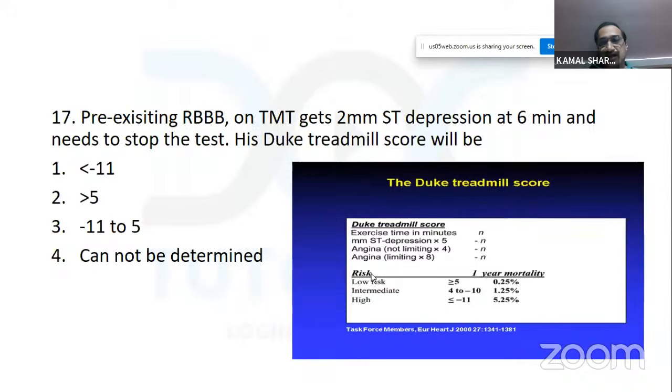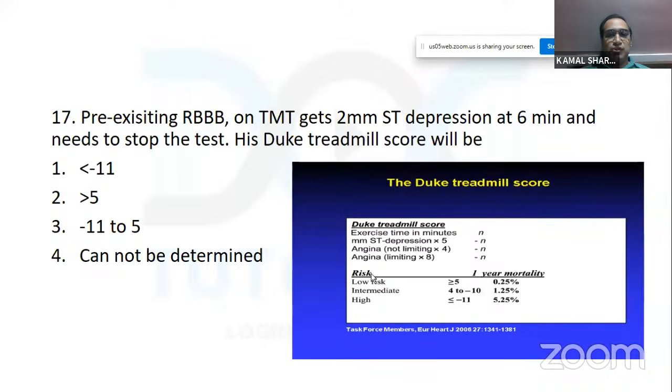Another question was again a clinical question. A lot of people got confused. There was nothing to get confused about. Some said THR is not achieved. Others said RBBB is pre-existing. Remember, it's in LBBB that you don't do a treadmill. RBBB is not a problem.